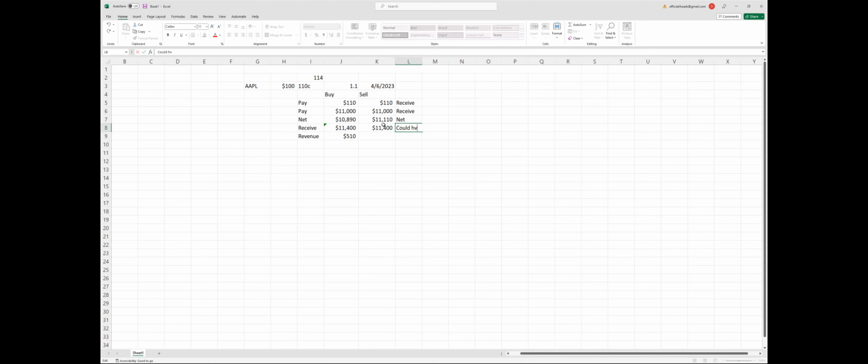Could have received, and then your opportunity cost would be this minus your net. So that's how much you lost out on if you sold this call and it went above your strike price, right? You would have lost $290, which, grand scheme of things, look at this risk to reward. You're risking half as much. And let's say it didn't expire at 110, you would have just collected $110.